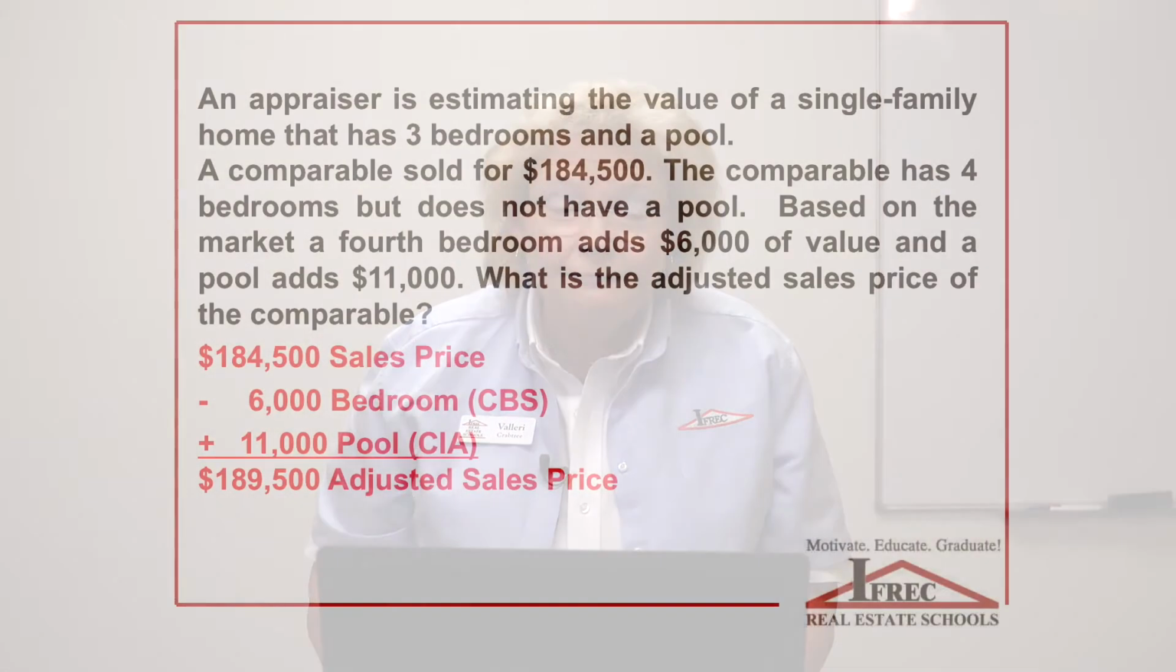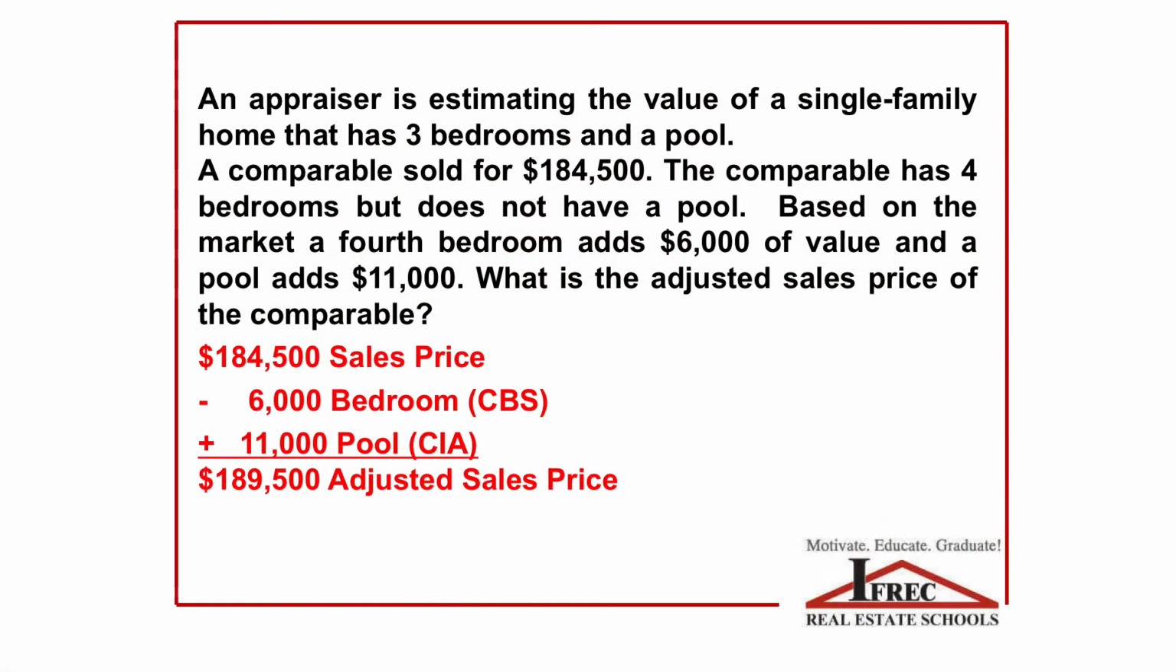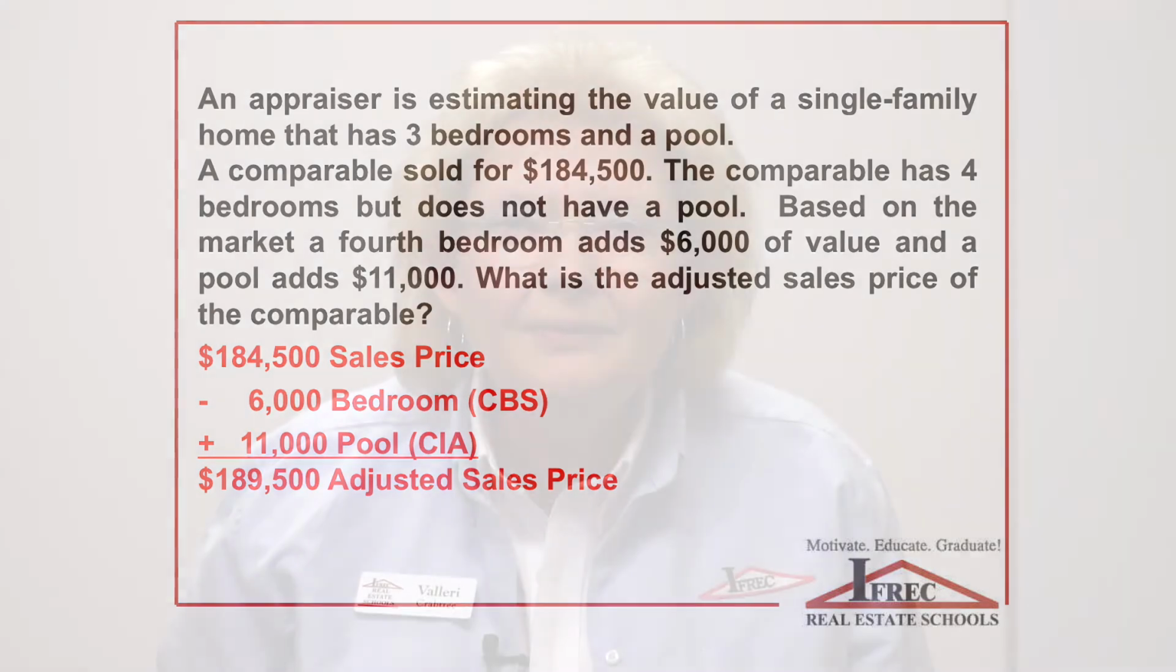So $184,500 is the sale price of the comparable. We subtract $6,000 for the bedroom, that is CBS, and we add $11,000 for the pool, that is CIA. And therefore, the adjusted sale price of our comparable is $189,500.